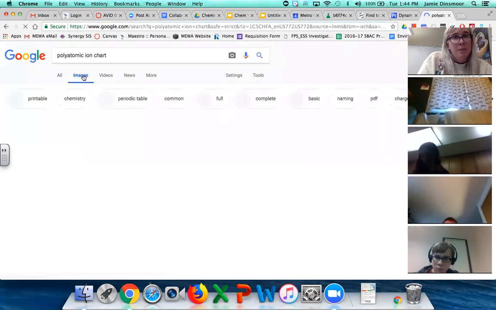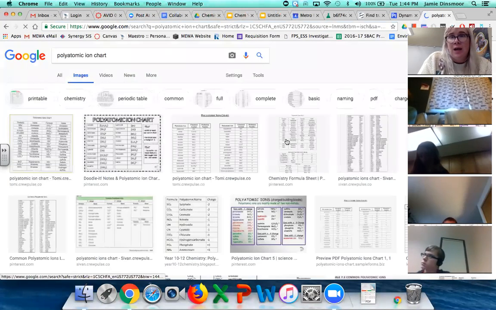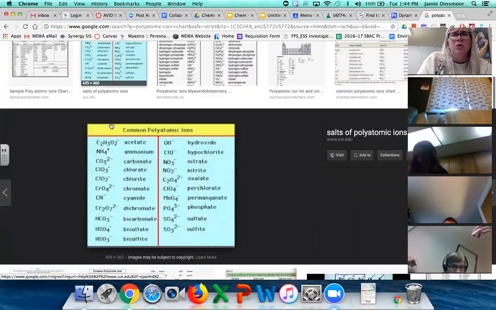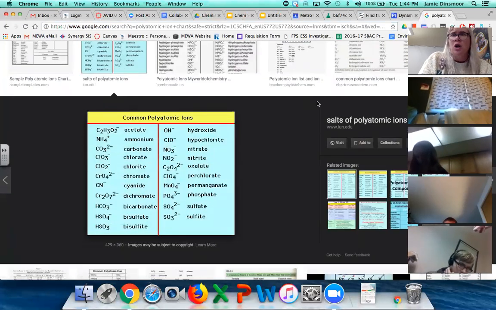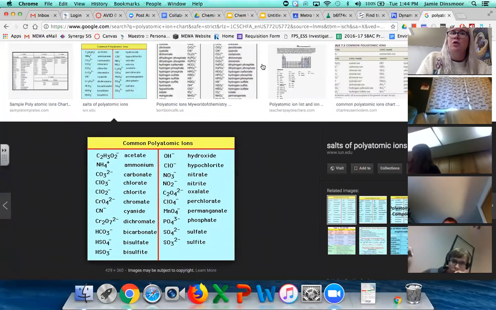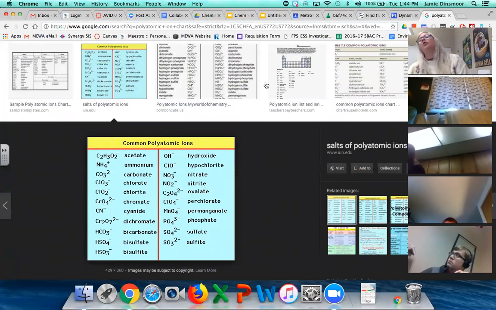I always just go to images for this, right? And you could pick any of these. This is the one I think that I might have included in our chart, but this doesn't include all of them. So you might want to pick a more expansive one for your notes. But this will tell you the charge of a polyatomic ion, which again is a group of elements that stays together and becomes an ion. So hydroxide, or OH, is a very common one. It has a charge of -1.